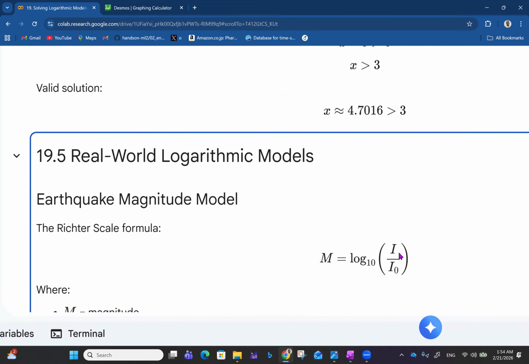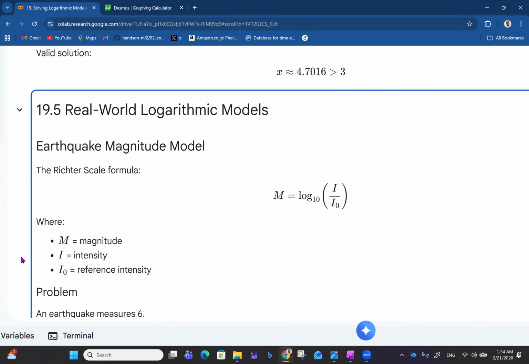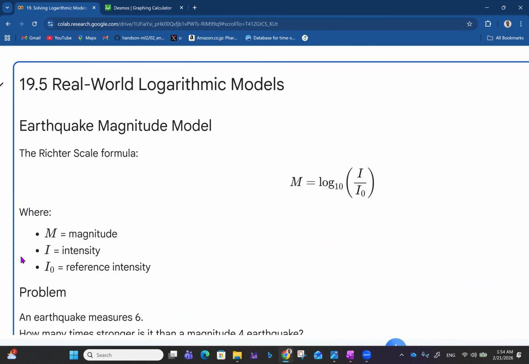Now, the reason why we're here is to solve logarithmic models. So, real world logarithmic models. That's what we're going to see in this next section. The earthquake magnitude model, for instance, is a logarithmic model because the Richter scale formula is given as M equals log to base 10 of I over I naught, where M is the magnitude.